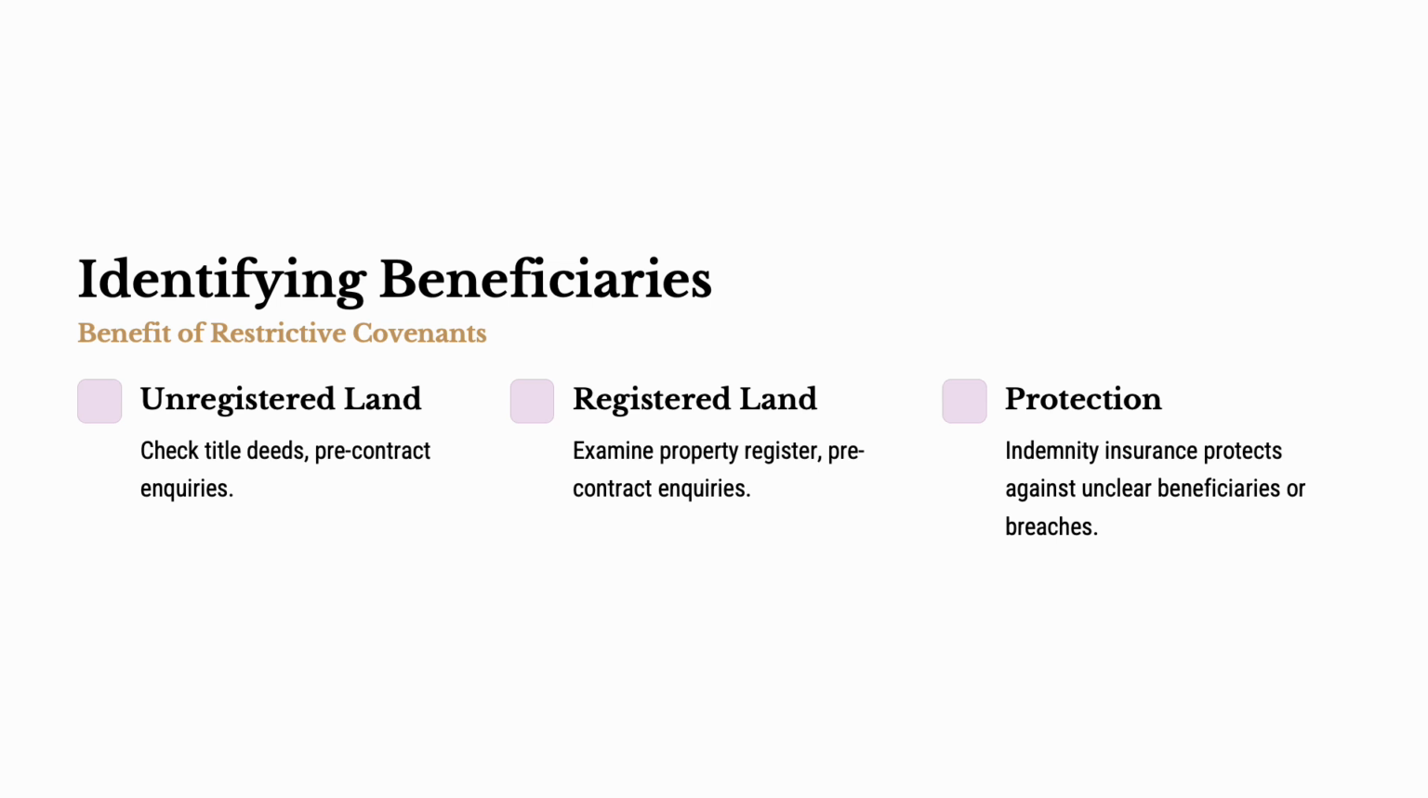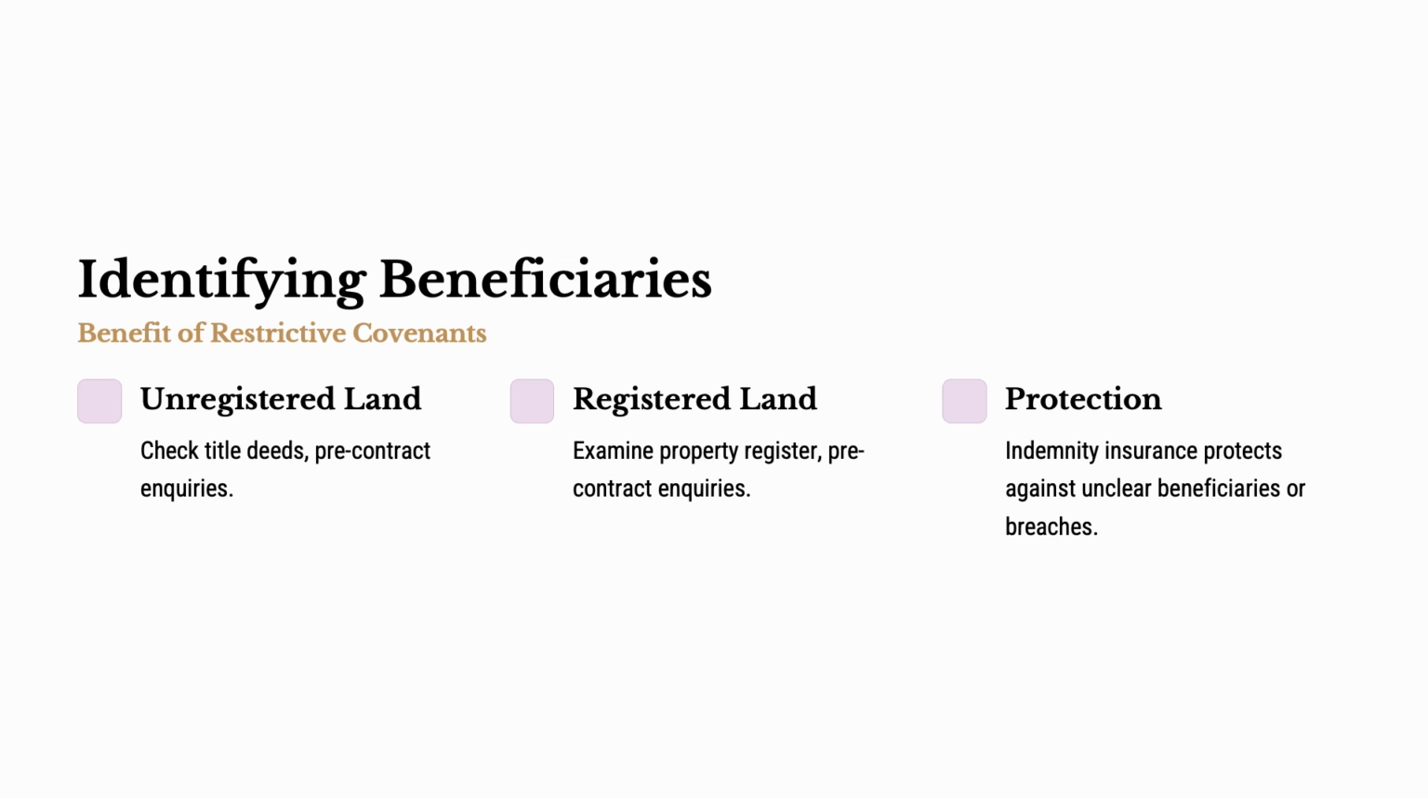So, identifying beneficiaries. A practical problem that frequently arises is identifying who has the benefit of the covenant and can enforce it. This is very difficult with older covenants affecting multiple properties. In unregistered land, you must examine the title deeds to trace the covenant's history. Pre-contract inquiries should ask the seller to identify anyone who might have the benefit, but this process is often uncertain, specifically when land has changed hands many times or been further subdivided.